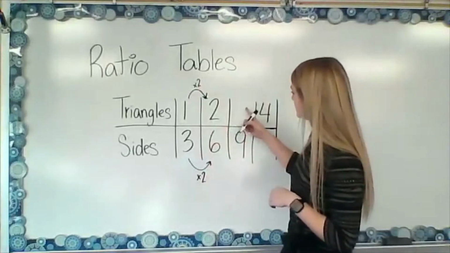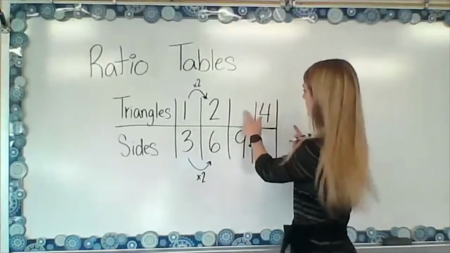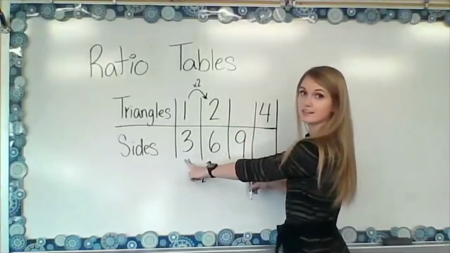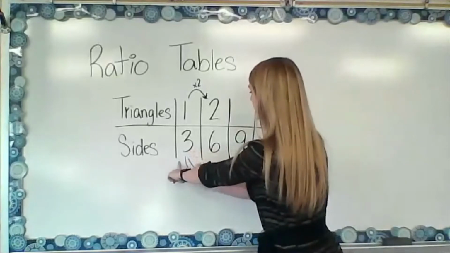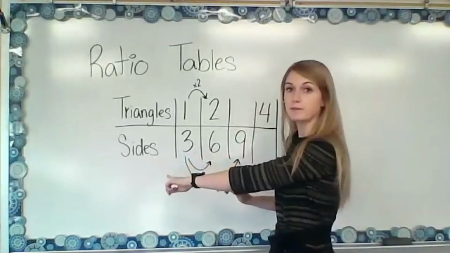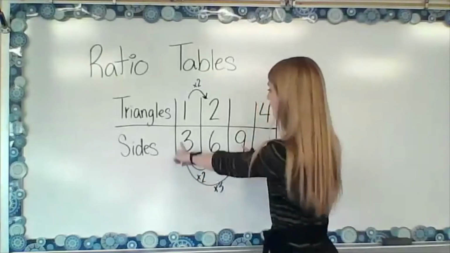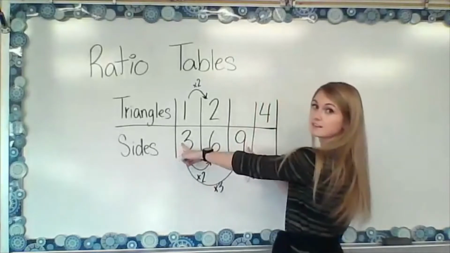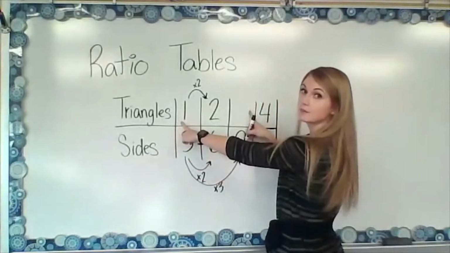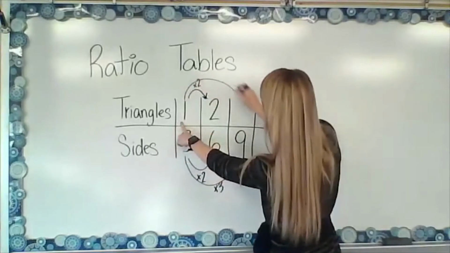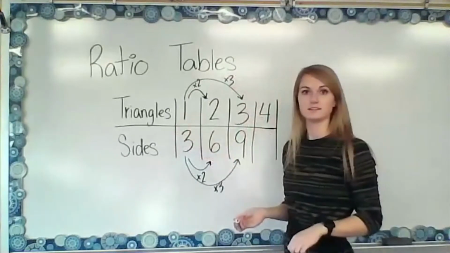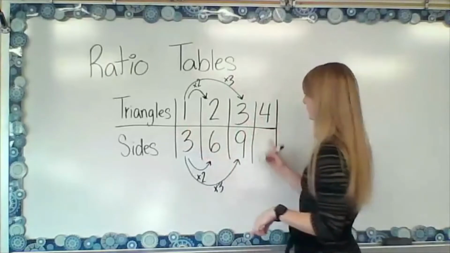Now my next empty spot is over here. I don't know what this number is, but I have the bottom one. So I could go back to the 3 and ask myself, how do I get from 3 to 9? Multiply by 3. If I multiply by 3 here, I'm going to multiply by 3 up here. So what's 1 times 3? That's 3.